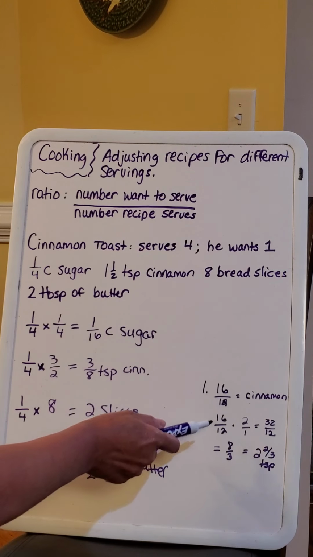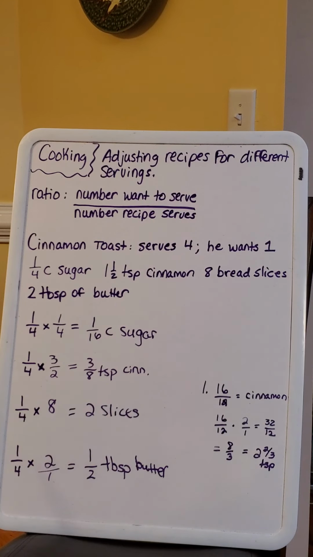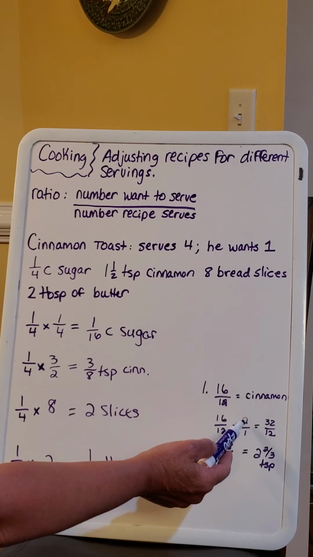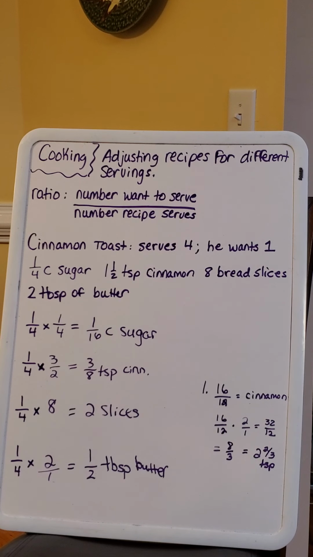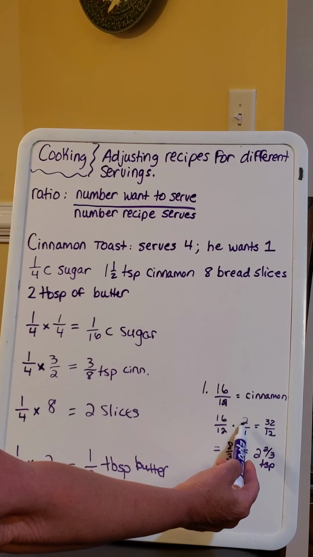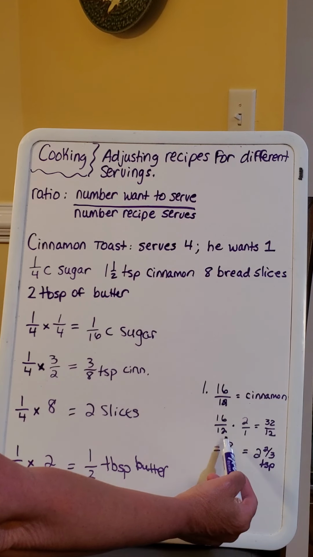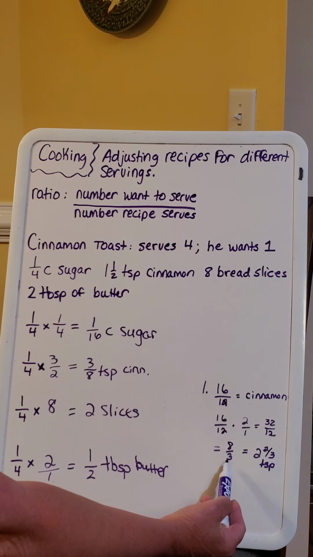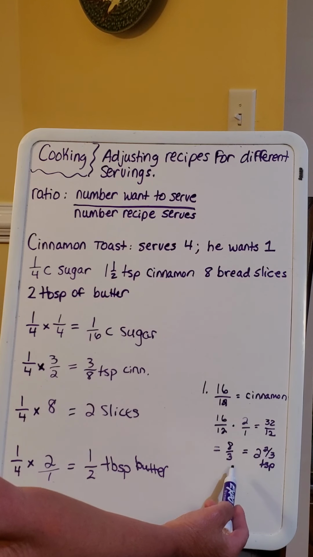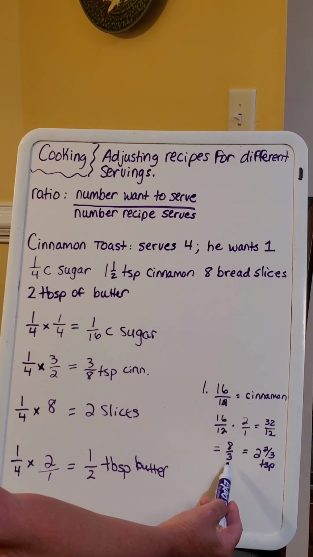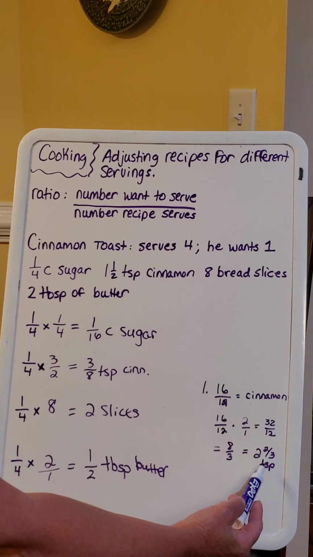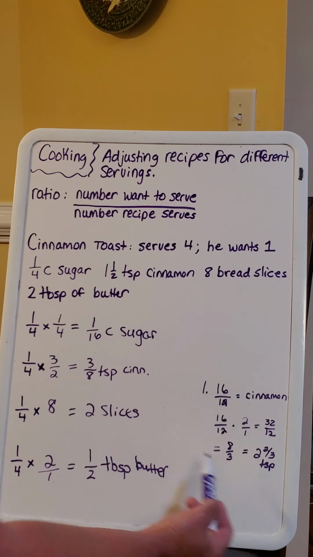So here's our ratio. That's what the recipe calls for. That's what we want to make. So 16/12. The cinnamon is 2 teaspoons. So 2/1. That's how you make a whole number fraction, by putting 1 underneath. We multiply across again. 16 times 2 is 32. 12 times 1 is 12. That reduces down to 8/3. And then to put it in mixed fraction form, you just divide the denominator into the numerator. 3 goes into 8, 2 2/3 teaspoons.